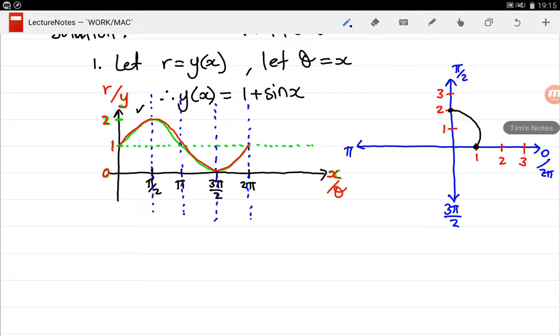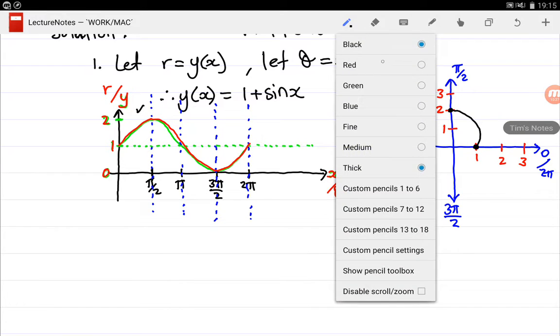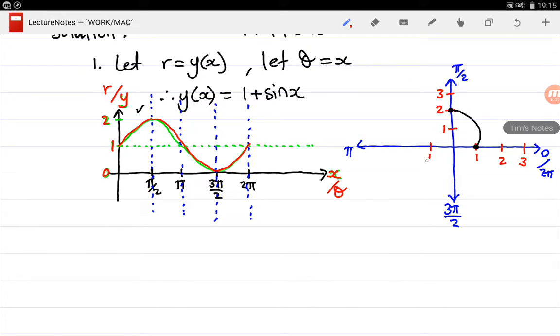Okay, and now let's focus on pi over 2 to pi. This is going to be this quadrant. So at pi over 2, we're at r equals 2. And then at pi, I'm going to have to draw more labels here. 1, 2, I think we don't even need 3, but just so it looks good. 1 and 2. I think we're going to need 2. And we're going to go back to black. Okay. I'm just going to let that auto-save.